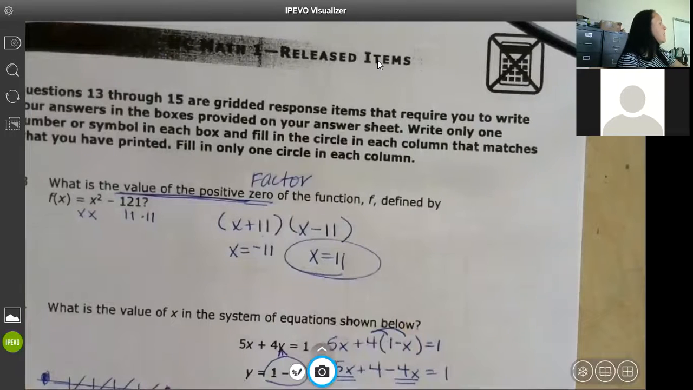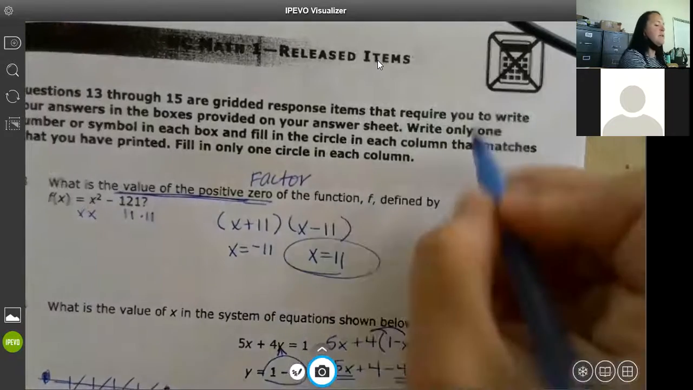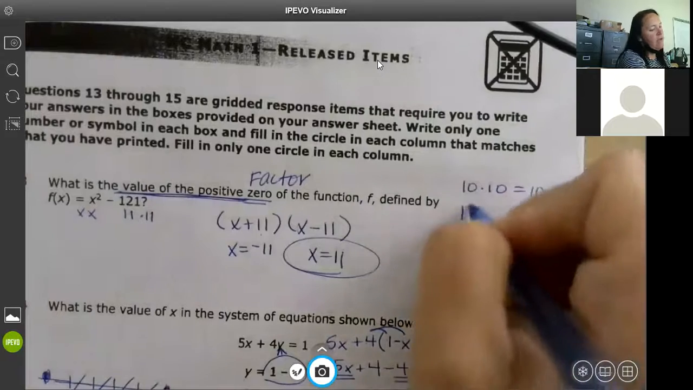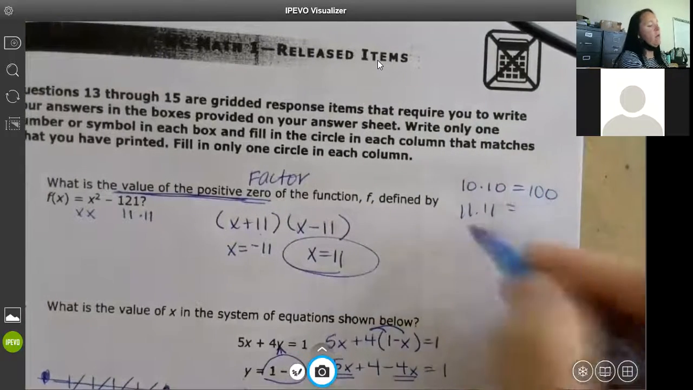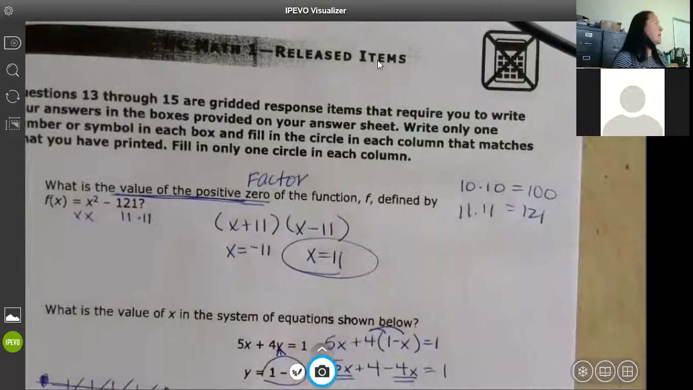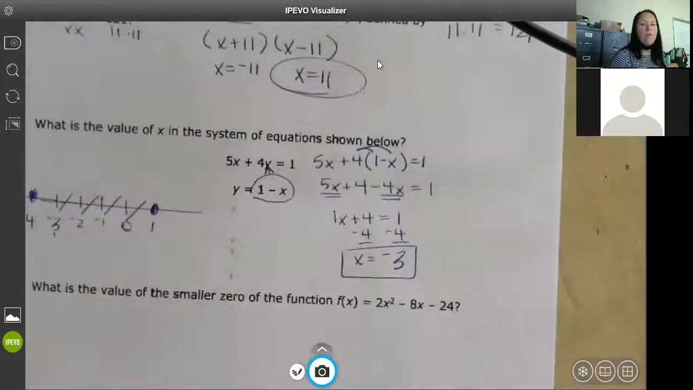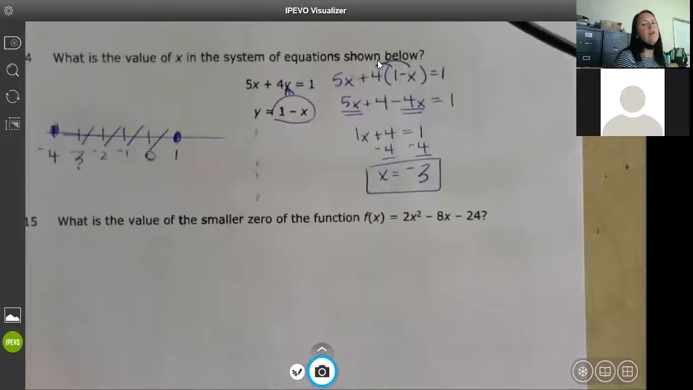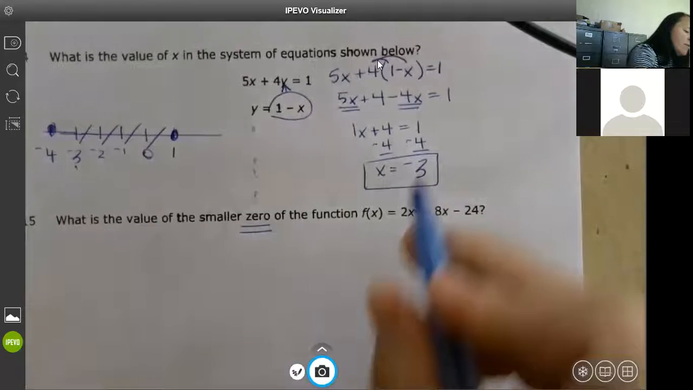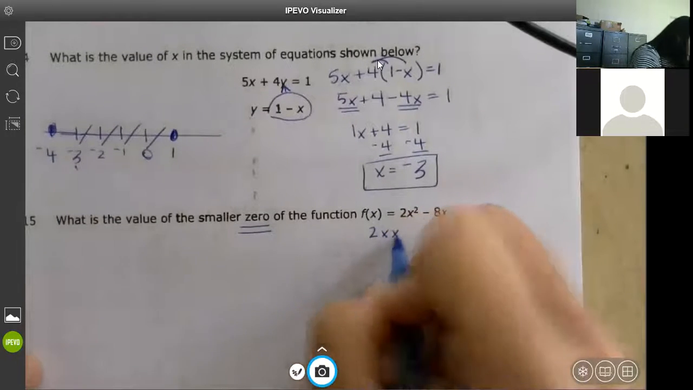You guys know how to factor. We spent a long, long time on that. Anytime you see x squared like that, try 10 and 10, like I would do on my paper. I know 10 and 10 is 100. So I might have to try 11 and 11. And when I multiply that out by hand, I would get 121 and know that those are pairs. Okay. All right, what about this one? This says, what's the value of the smaller 0? There's that 0 again, so I know I'm going to need to factor. I'm going to break it down. Always break it down first to see if you have a GCF. So I have a 2 and 2 x's.